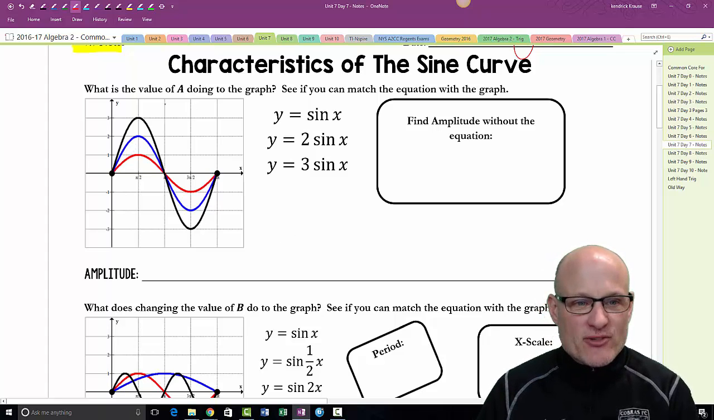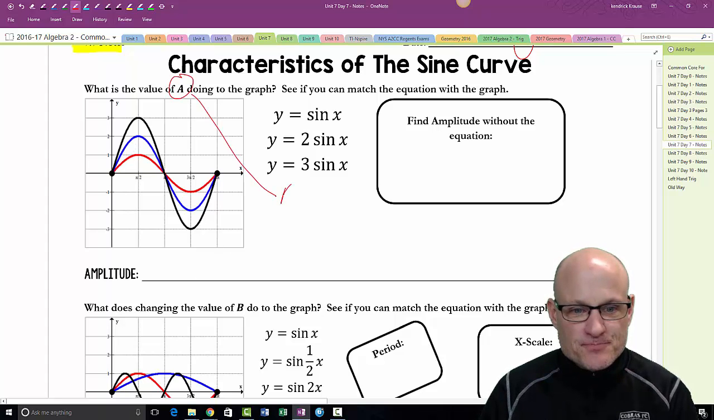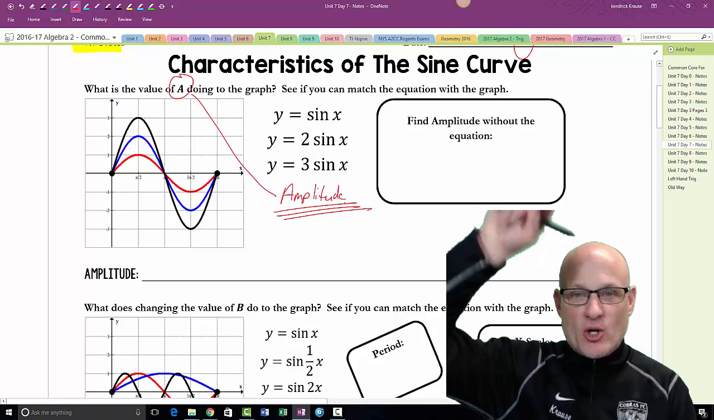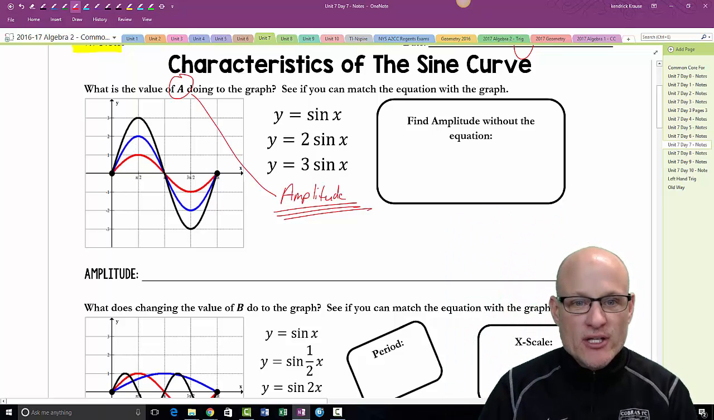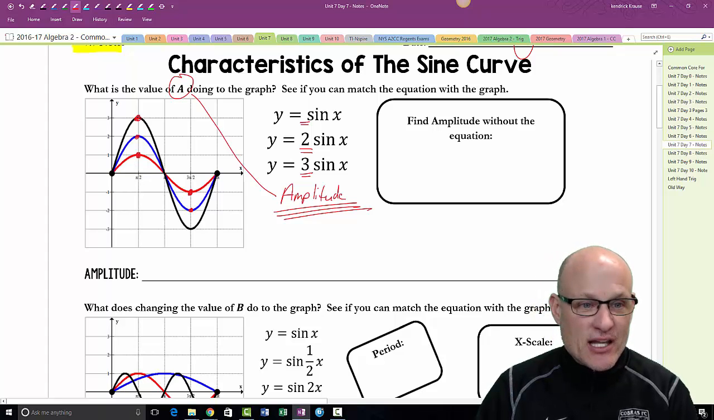We're going to try to figure out A. Now remember, A stands for amplitude. Amplitude is how high the peak goes and how low the valley goes. So this one has an amplitude of 1. Notice it goes up to 1 and down 1. This one has an amplitude of 2. Notice it goes up to 2 and down to 2. And finally, the one that's got 3 has the highest amplitude.